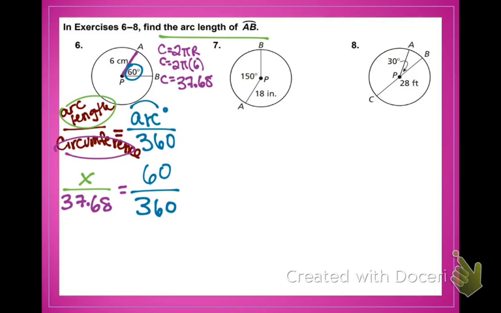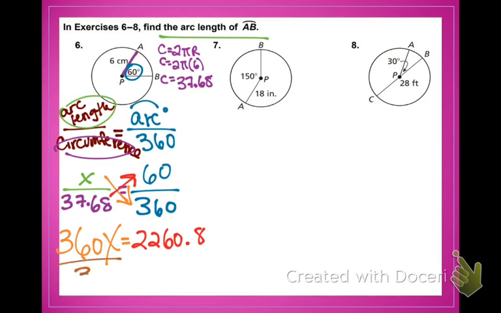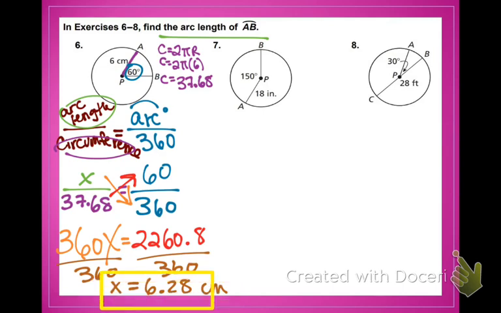If you have one fraction set equal to another, what can we do to solve? Cross multiply. What's x times 360? 360x. 37.68 times 60. Did I get it right? 2,268.8. Okay. All right, last step. Divide by 360. And what does our arc length equal? 6.28, and then centimeters. Perfect.